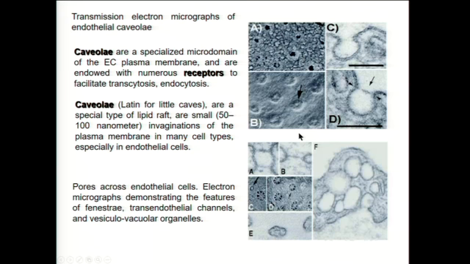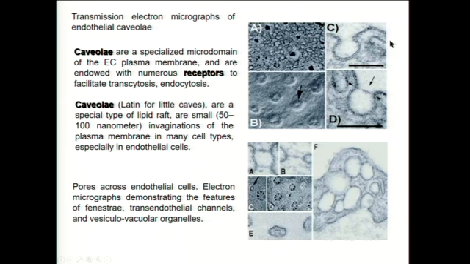Here's some electron microscopy. One picture is worth 1,000 words. We want to talk about a structure called caveolae. They're not unique to endothelial cells, but endothelial cells are highly enriched in caveolae. That is Latin for little caves. They're really just invaginations of the plasma membrane.